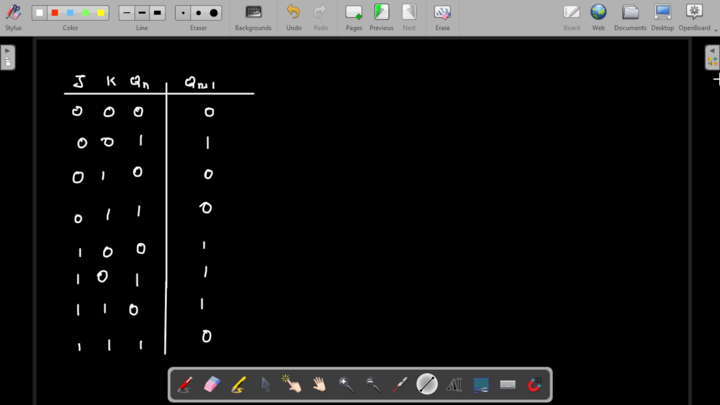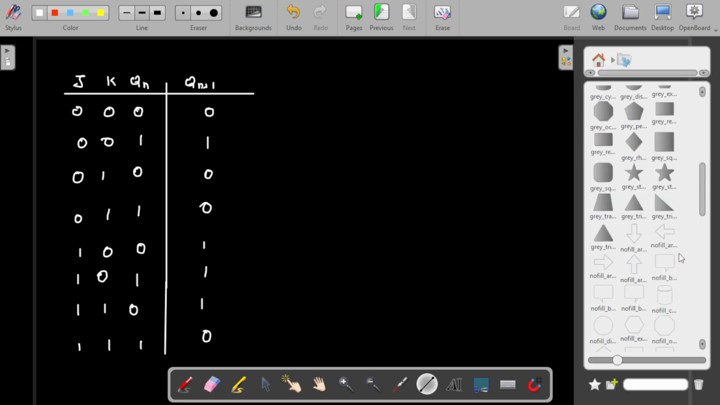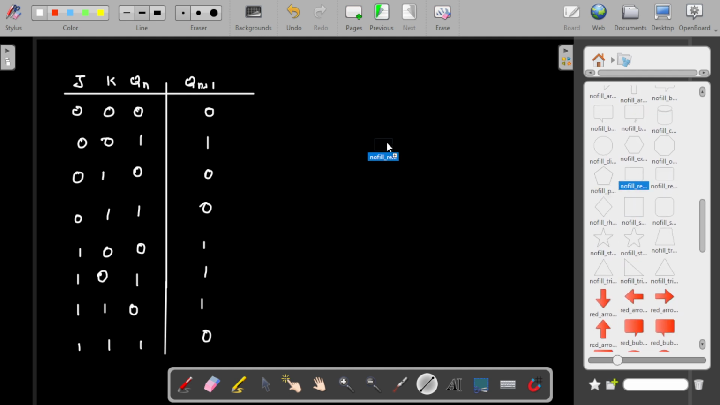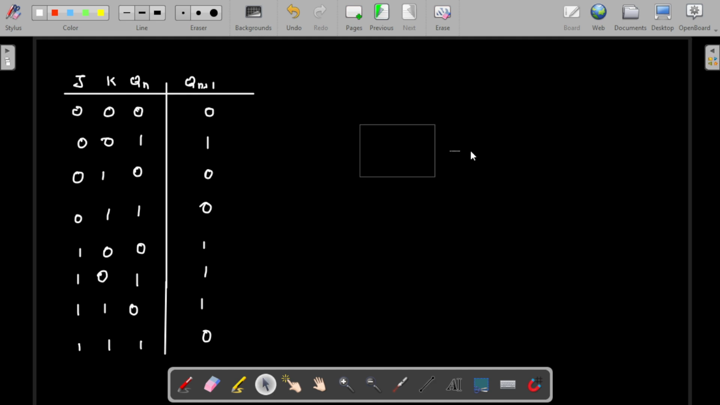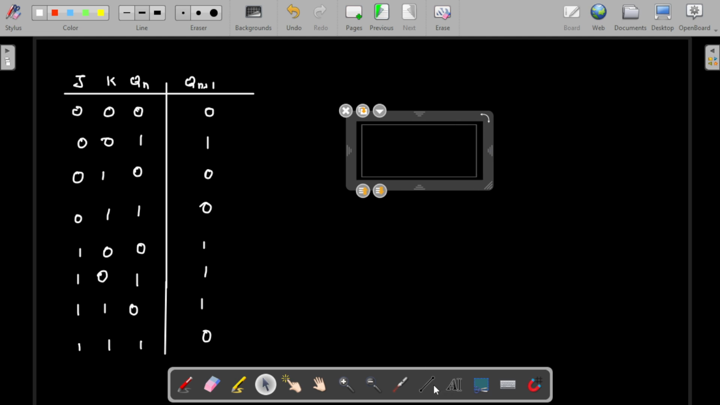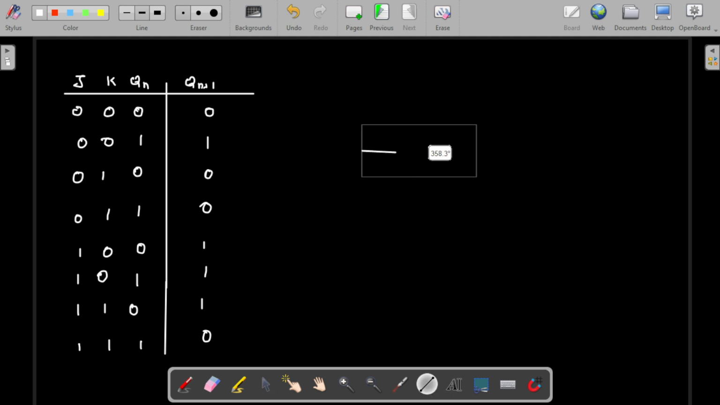So let me draw the K-map. So you guys can also pause the video here and try to complete the K-map. So this will be practice for you guys. I'm suggesting all to try. And if you are able to get the answer, please post it in the comment section.